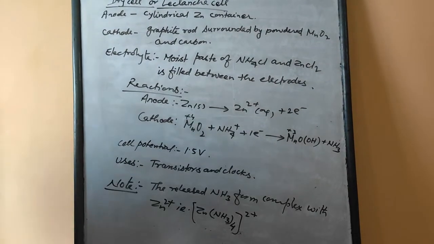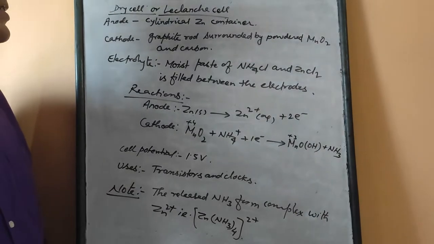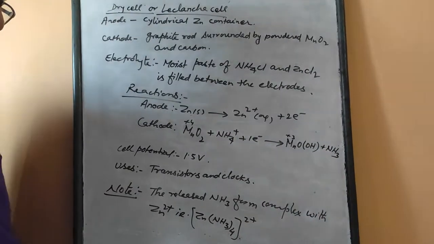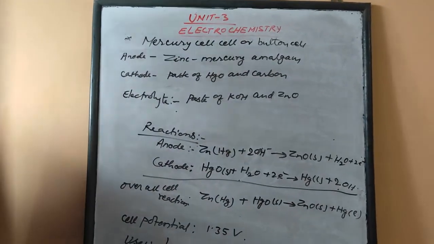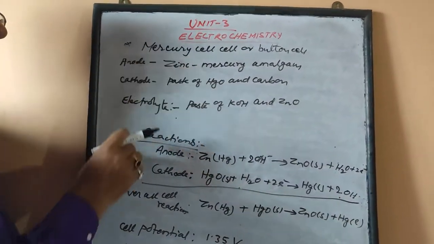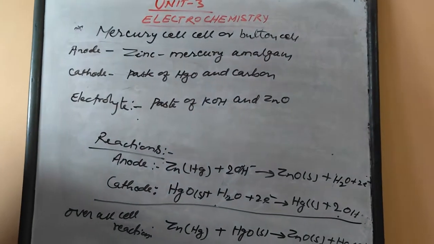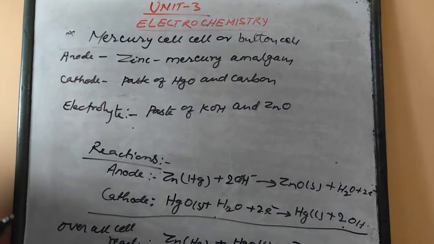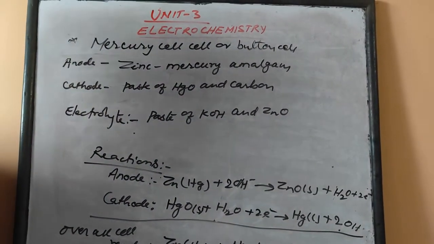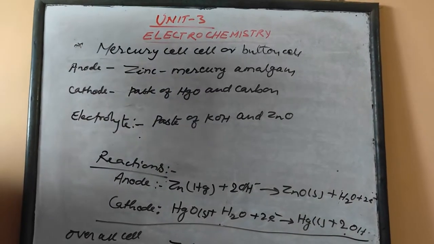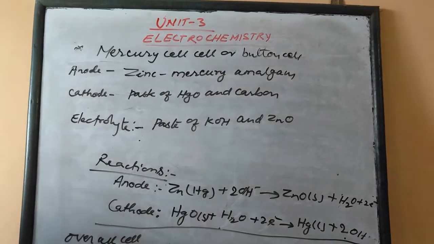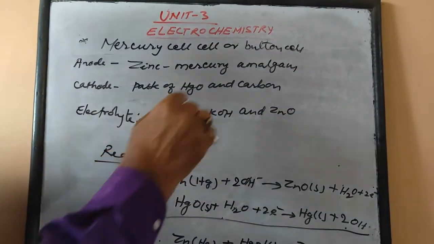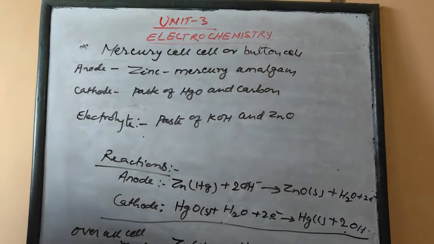Okay, now we are going to explain the next cell: the mercury cell or button cell. Look here, you have already seen the mercury cell or button cell in wristwatches. All students are using wristwatches. You have seen there is a very small type of battery which looks like a button. So it is also known as a button cell.